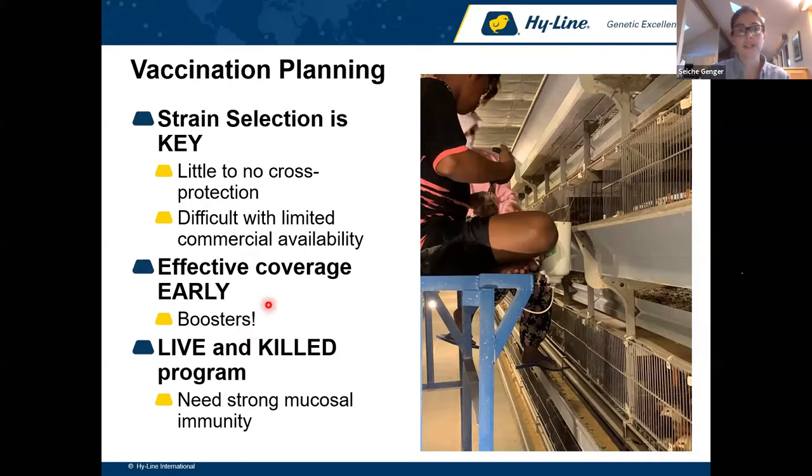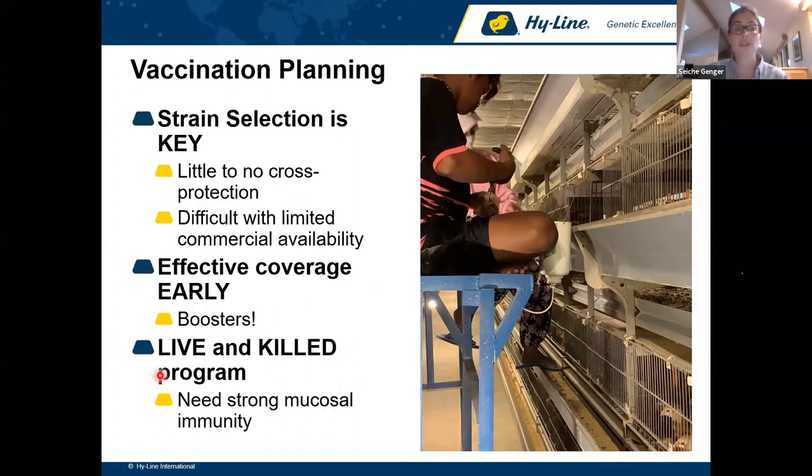So the next important point is you need effective coverage early, right? We talked about previous to 3 weeks, those birds have got to have some sort of vaccine on board in order to fight off early challenge, or you're going to end up with these problems 20 weeks later as a possibility that could really be a disaster to your production. You need to boost those, and you need to boost them early and often. And I'll show you on the next slide what we're talking about there.